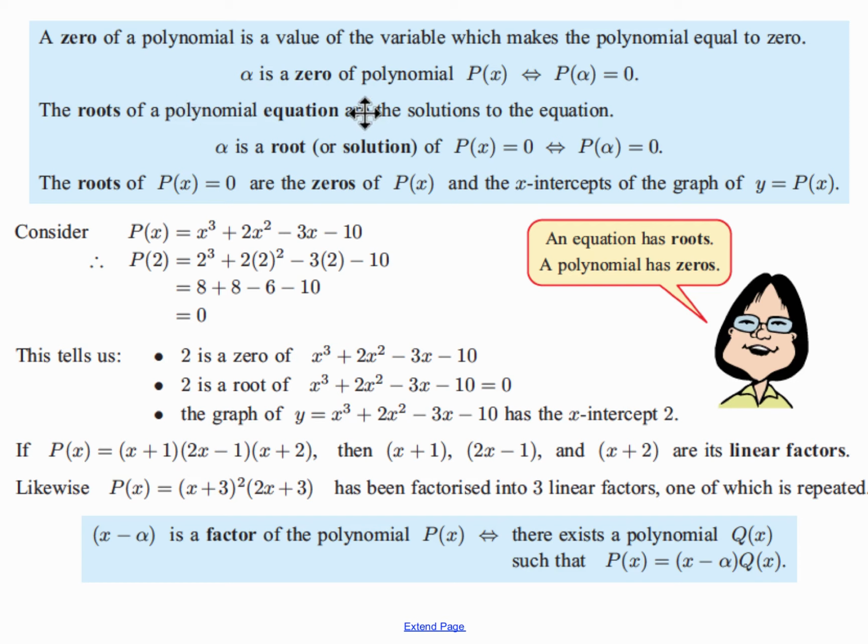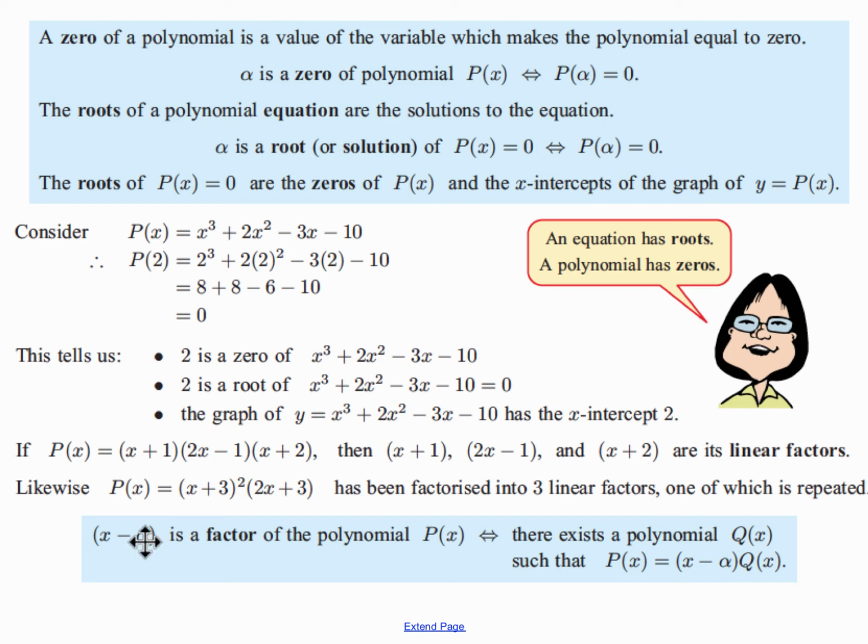The roots are the solutions of the equation, so you can use roots and solutions almost interchangeably. Okay, and altogether now: the roots of the equation when you set the polynomial equal to zero are the zeros of the polynomial, that's not an equation, and the x-intercepts of the graph of the polynomial. Got all that? All right.